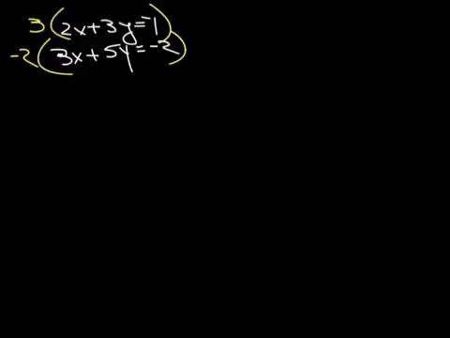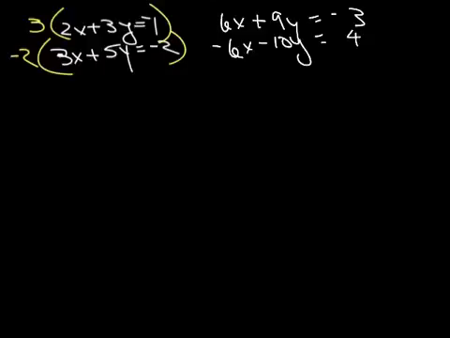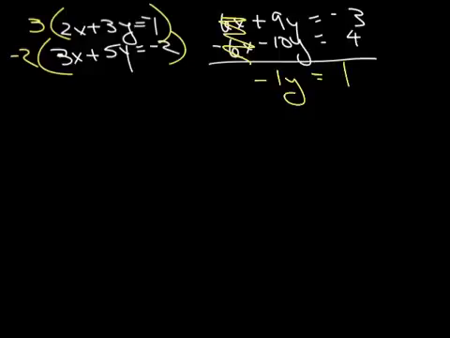So let's see what we get here. 6x plus 9y equals negative 3. Negative 6x minus 10y equals positive 4. Negative 2 times negative 2. Now I'm going to add these. And when I add these, my x's disappear. So those go away. 9 plus negative 10 is negative 1y. Negative 3 plus 4 is 1. Divide by negative 1, divide by negative 1. y equals 1 over negative 1, which is negative 1.